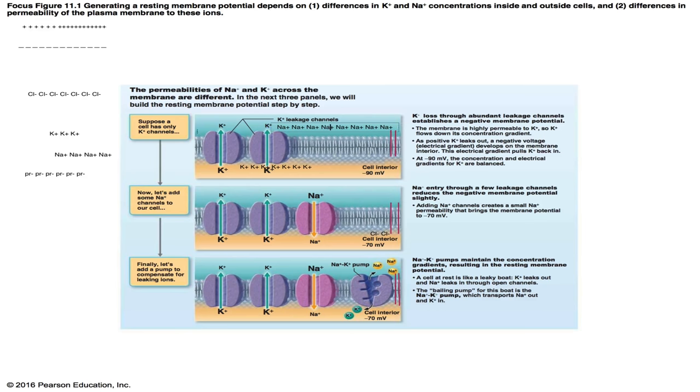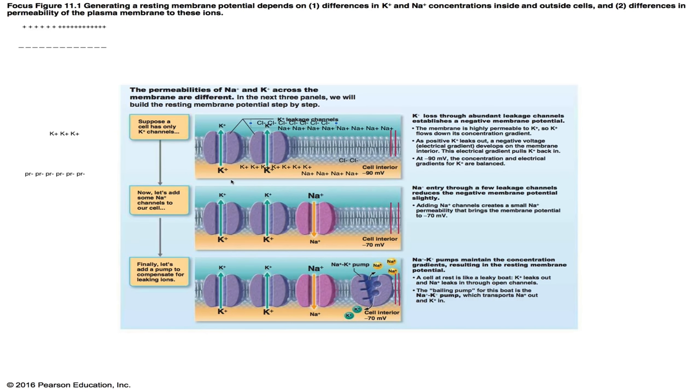Here we go. There's our sodium ions. And also, we have a lot more chloride ions on the outside than we do on the inside. On the inside, we have very few chloride ions. And here we go. I'm going to put only two of these chloride ions on the inside. And let's put a few sodium ions on the inside as well, just so we know what we're dealing with over here. Now, as we move along, what's going to happen is this.